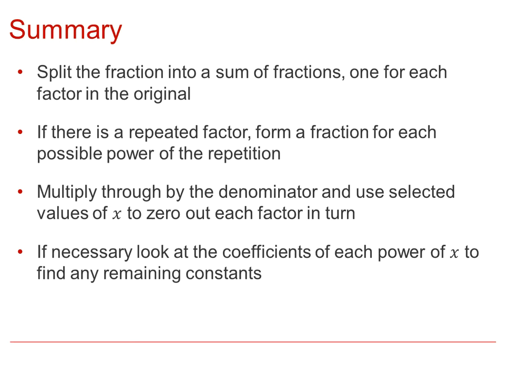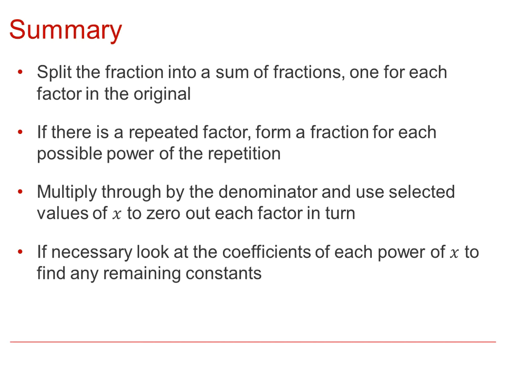So the technique for partial fractions is as follows. We split the fraction into a sum of fractions, one for each factor in the original. With a repeated factor, we form a fraction for each possible power of a repetition. So for example, if there had been a cubic fraction, we would have had, say, (x minus 1) squared, and then also (x minus 1) cubed.